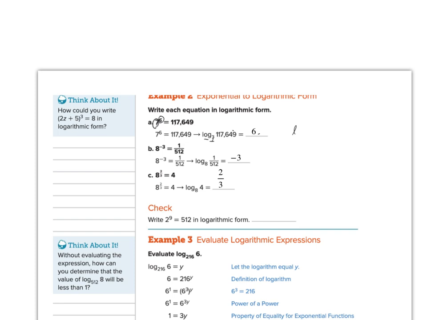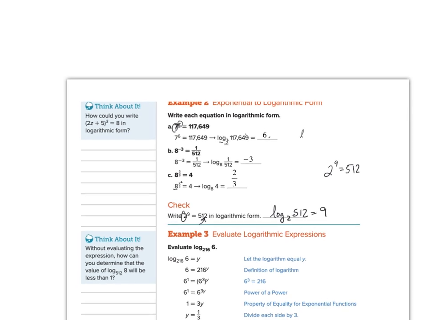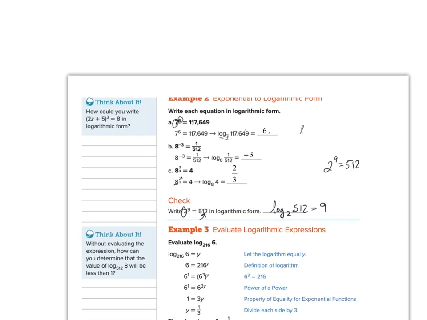Okay, so again, the log base 8 of 4 is equal to the exponent of 2/3. So being able to do that. So here I have the log, and my base is going to be 2. Log base 2 of 512 is equal to 9. So 2 raised to the 9th power is 512. So just being able to work with that.